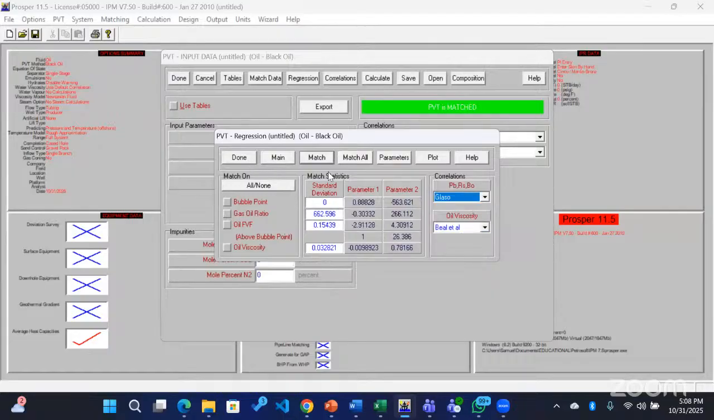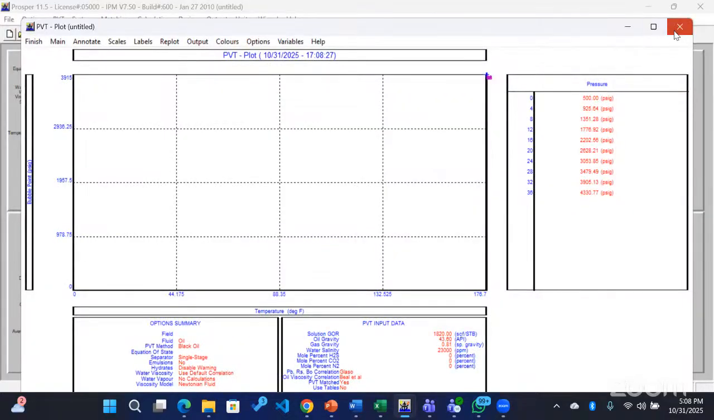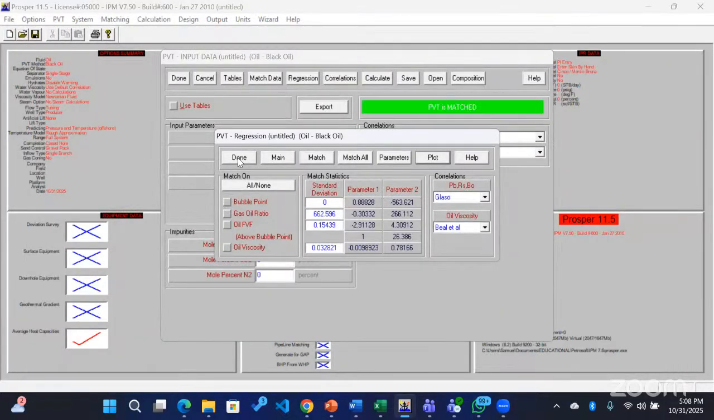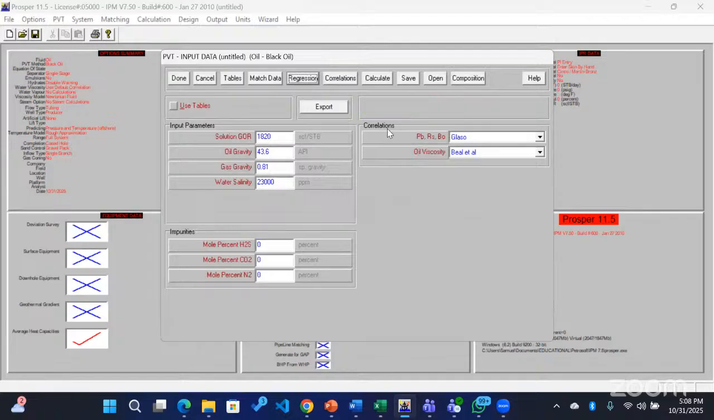So now we are done. Do we plot? Okay, nothing else here. So done. You can see this blinking on the screen, that our PVT is matched and we are good to go with Glaso and Beal. So we are done with that.